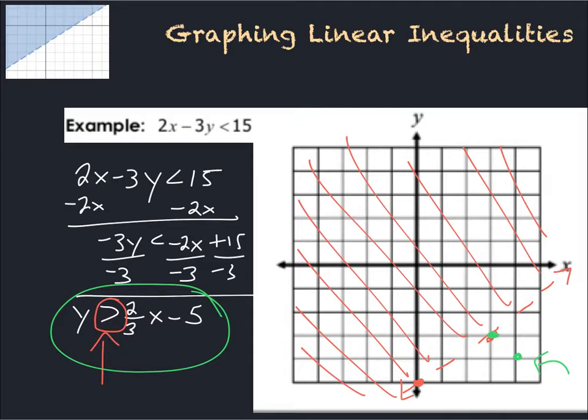This green dot right here that's right on the line, would it be a solution? No, it's right on the line and we are not including the line. That's why it's dashed. This green dot right here, would this be a solution? Yes, it is in the shaded area, therefore it would be a solution.